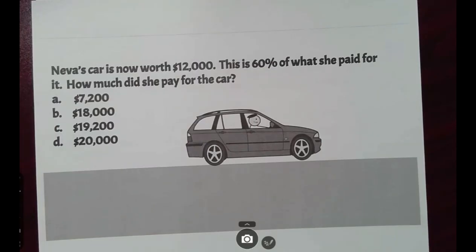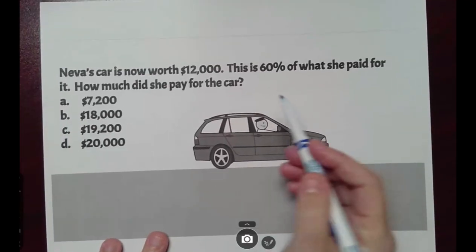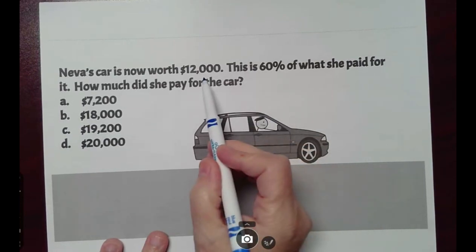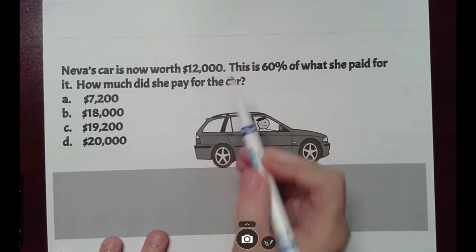So Neva's car is now worth $12,000. This is 60% of what she paid for it. How much did she pay for the car? So once again, a lot of people will think 60% of 12,000. That's not what this is.